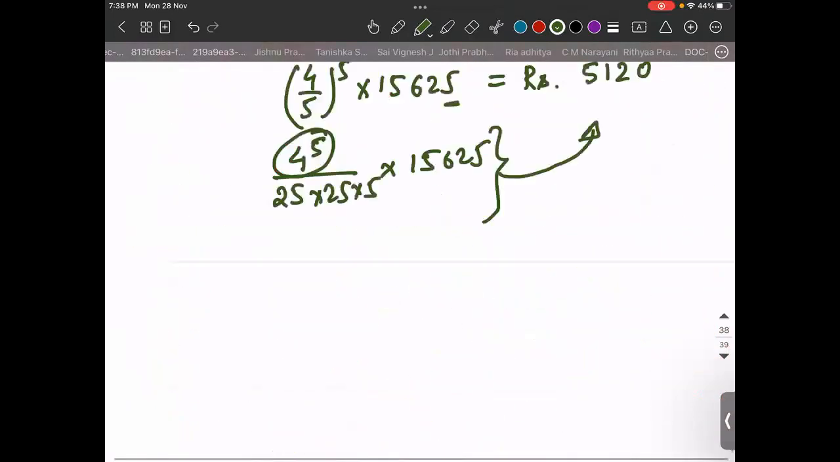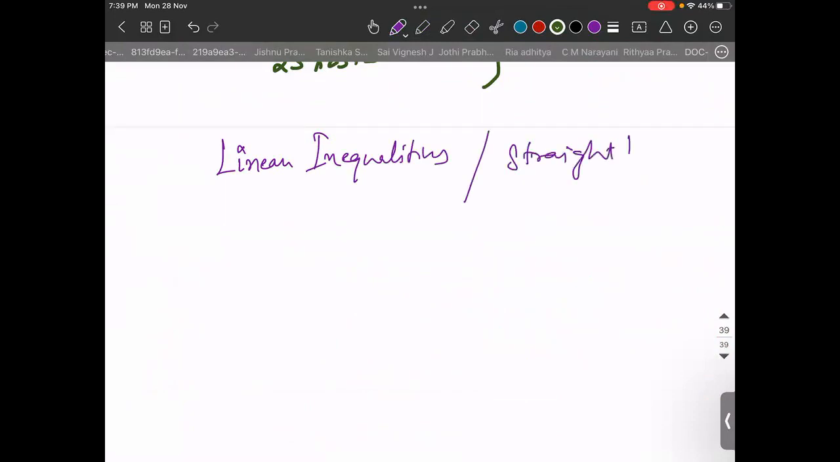Okay. So next chapter that we are going to see from tomorrow is linear inequalities. So do we have that in syllabus? So we'll start linear inequalities today, or straight line. What do you want? See, I'll give you options. Or straight line. You have straight line doubts. So we'll start straight line from tomorrow.